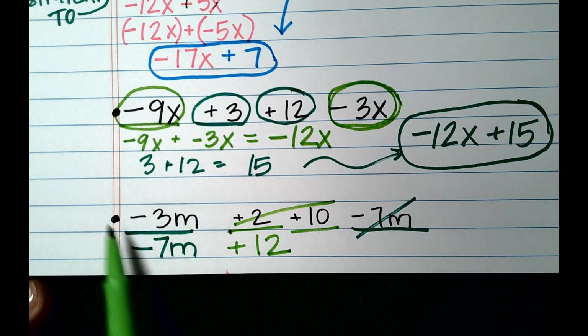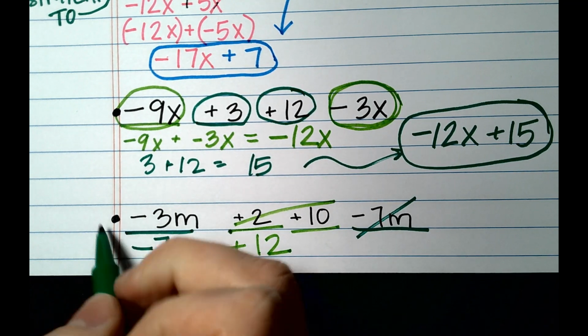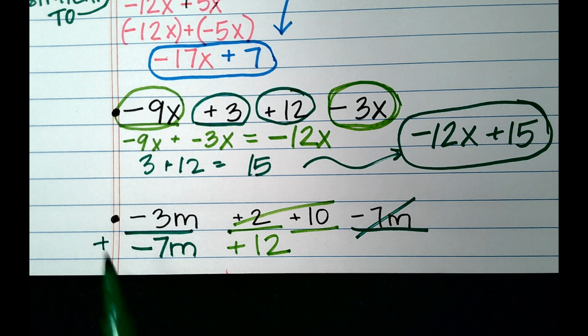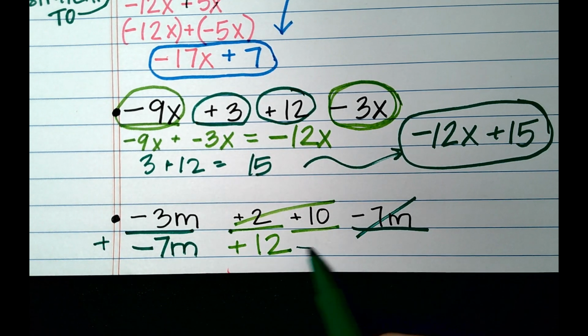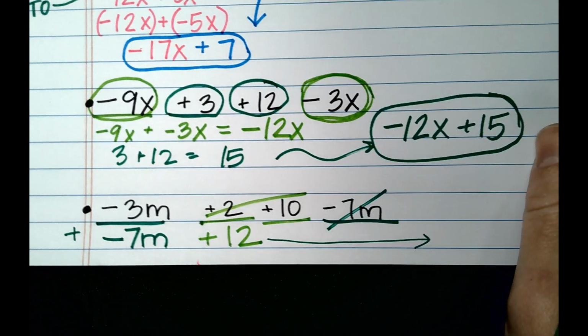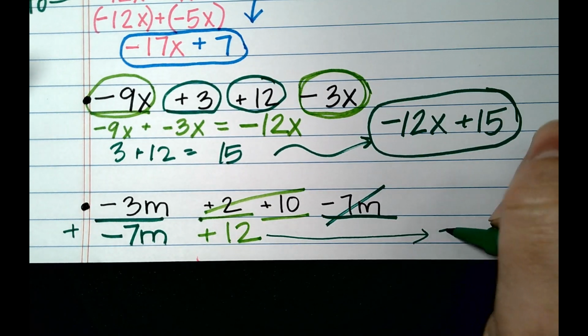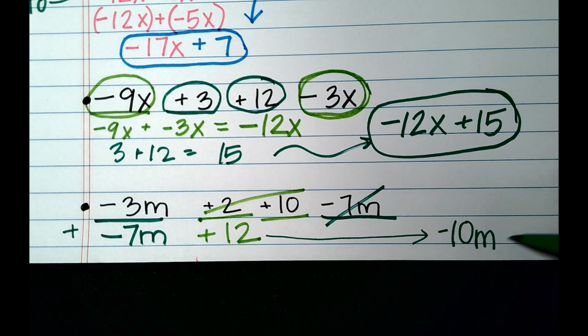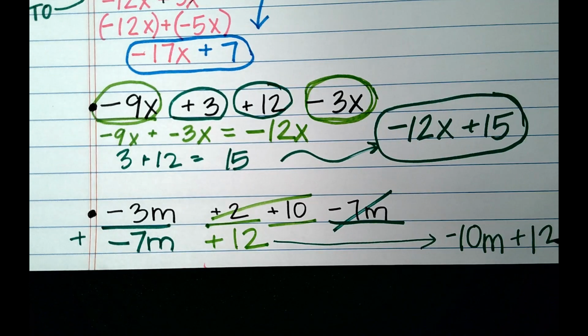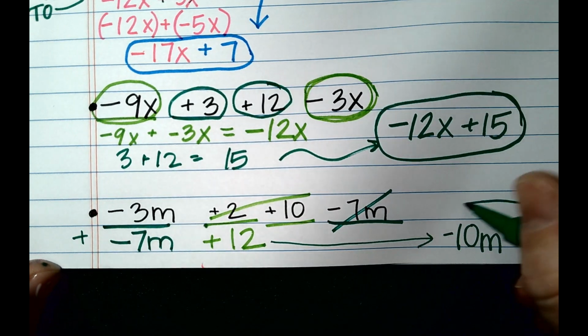Okay. Now, when I add negative 3 plus negative 7, what do I get? I got a negative 10. You should get a negative 10. That's perfect. Negative 10m plus 12. That's your answer.